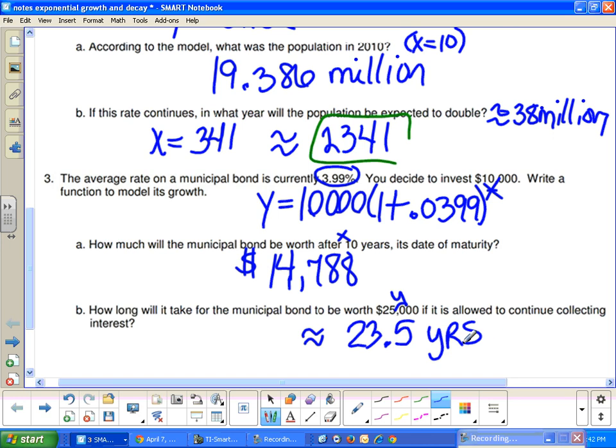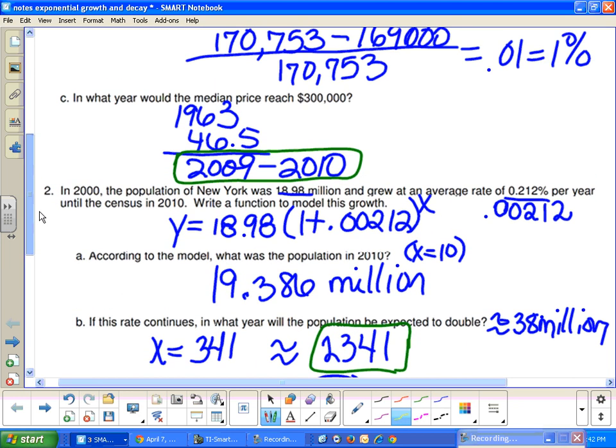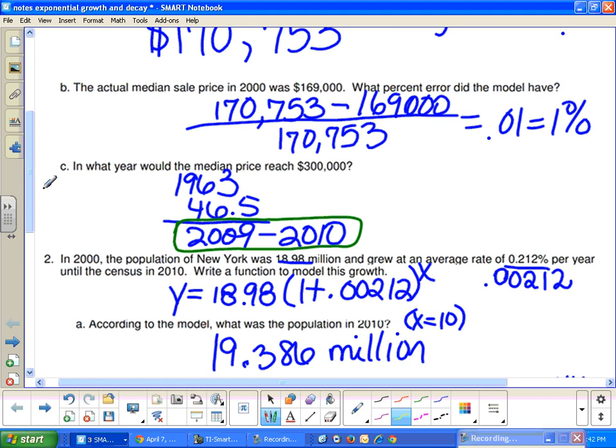So all of these were increasing, some of them by a lot, some of them by a little bit. But the two main things you're going to be careful about are to have your correct value that you're starting with, A, and to change your percent to a decimal.